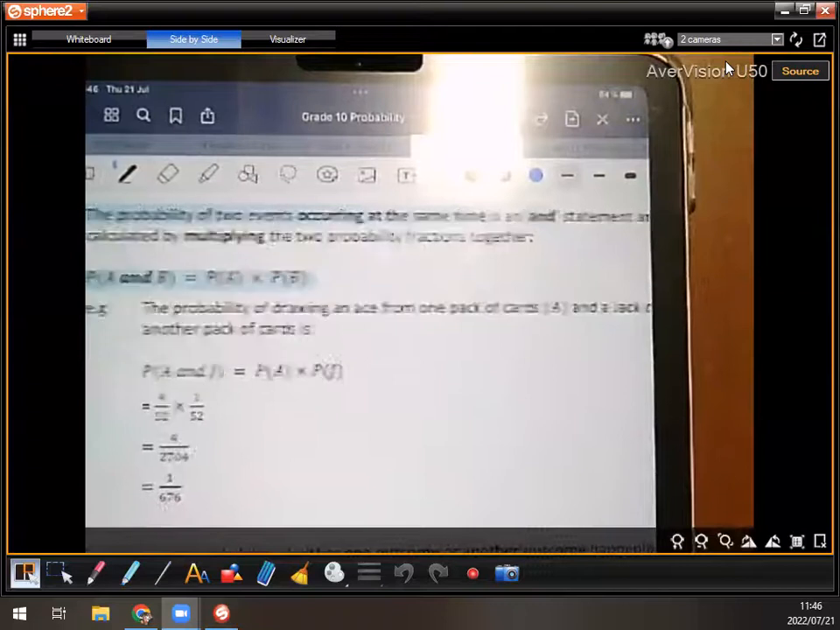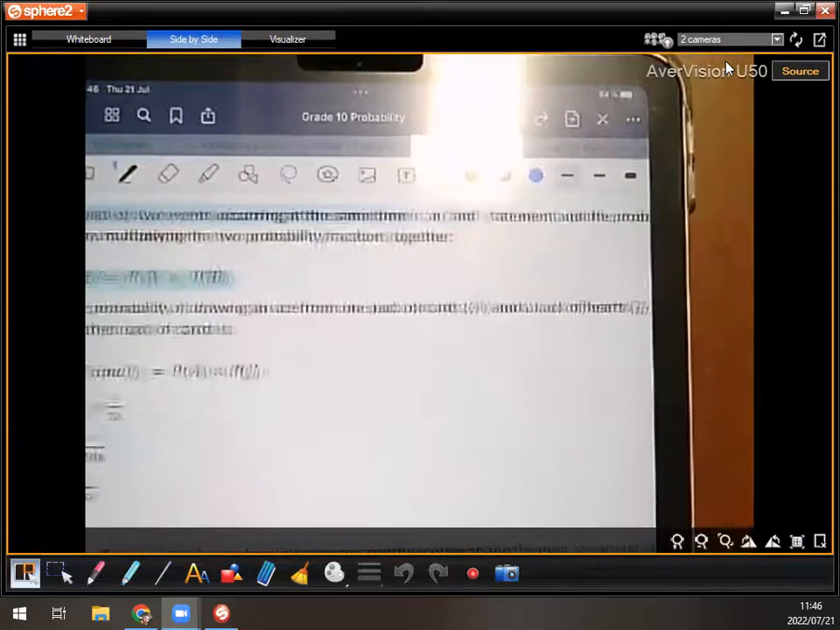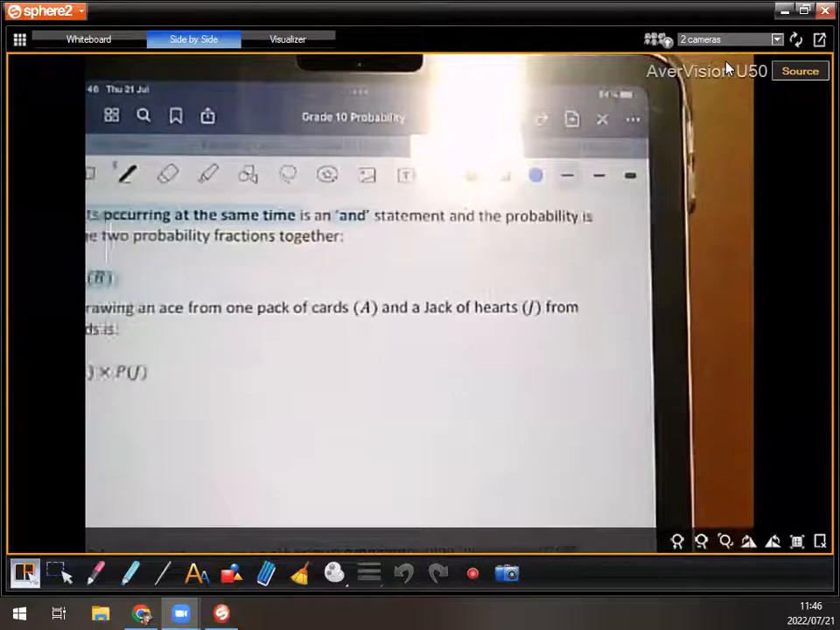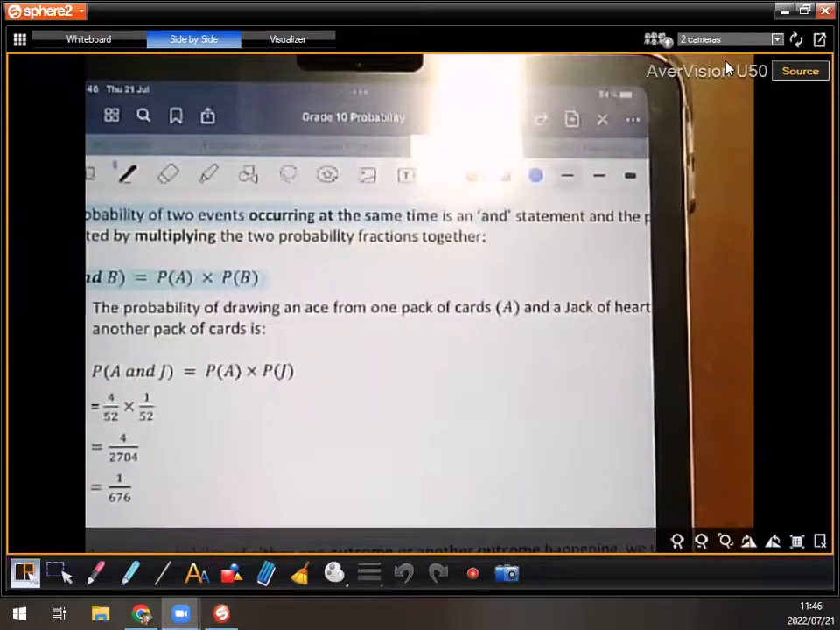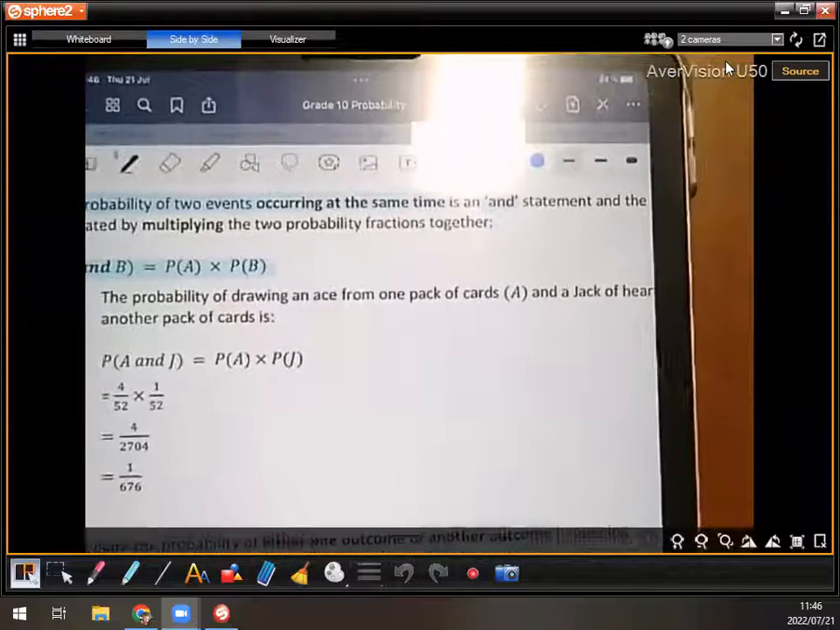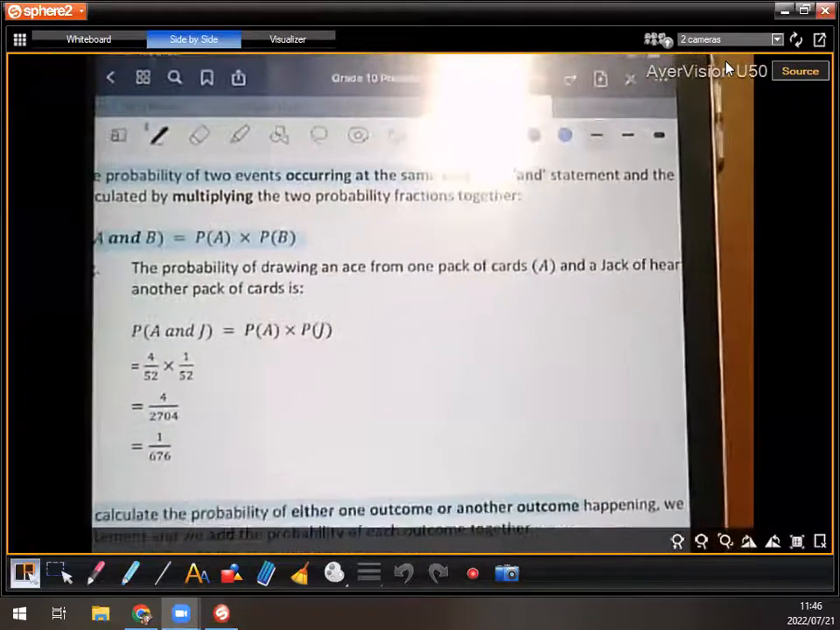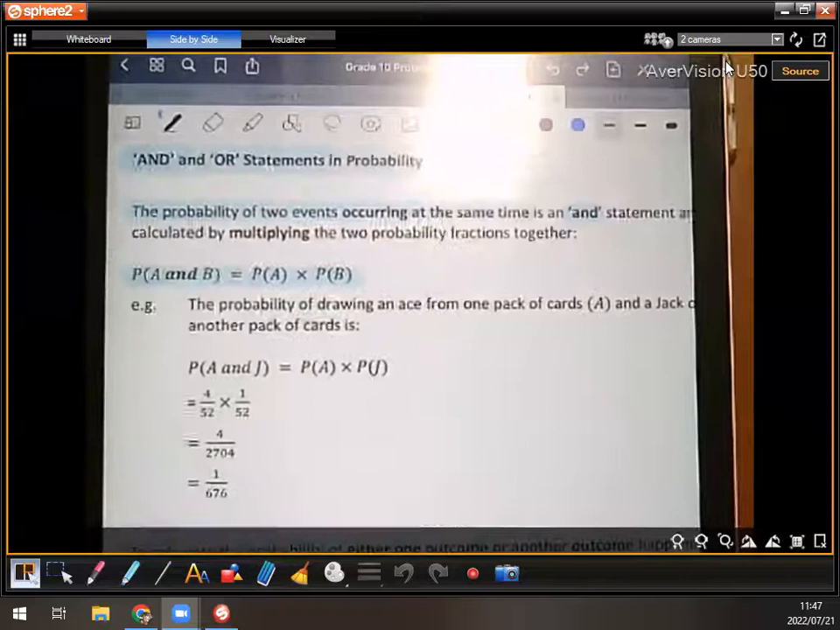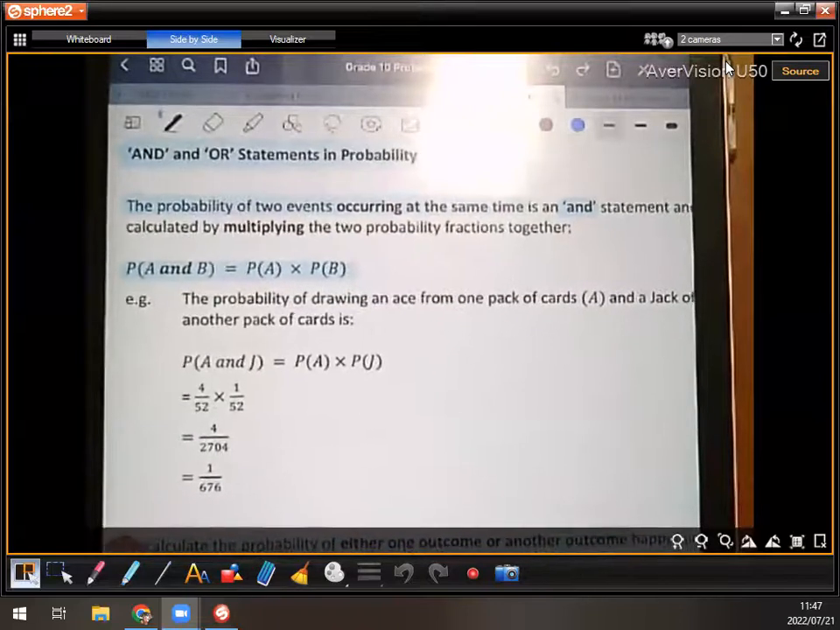So it's the probability of drawing an ace and then a jack of hearts from another pack of cards. Just hold those to the left. That first line is an "and" statement.